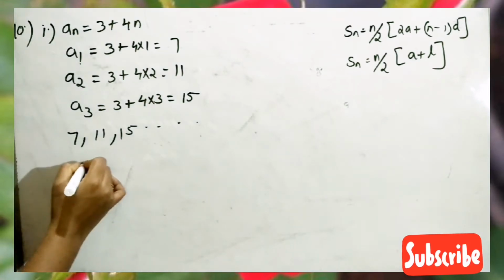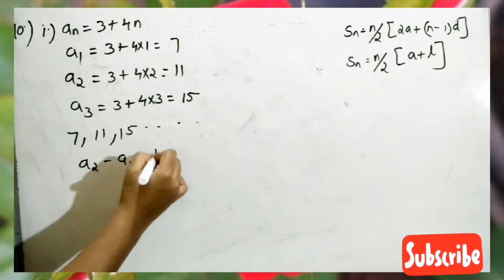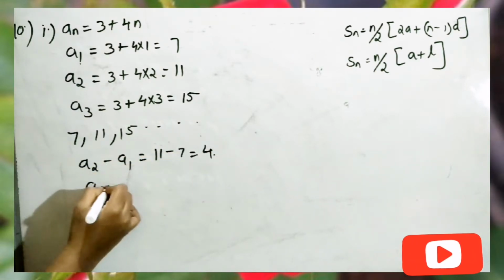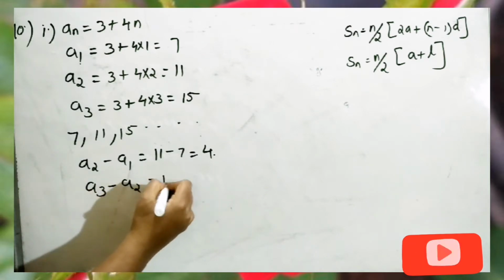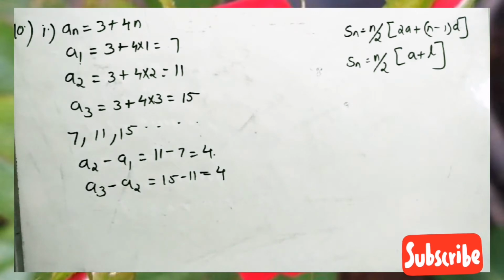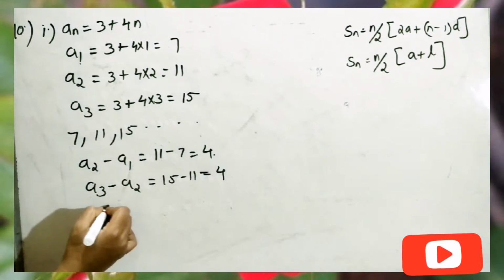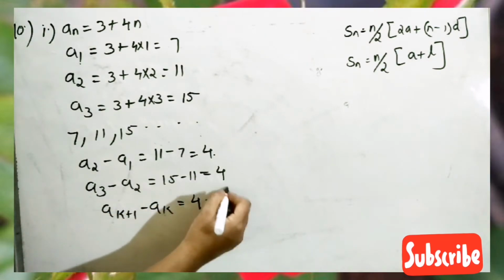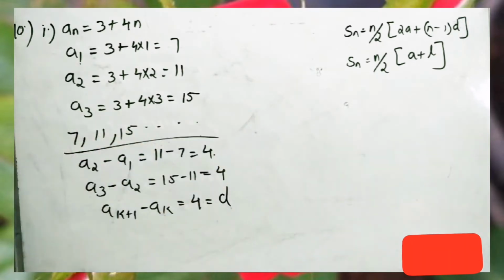For that, a2 minus a1 is equal to 11 minus 7 is equal to 4. And a3 minus a2 is equal to 15 minus 11 is equal to 4. Here we got the common difference. They are equal. So we can conclude that a(k+1) minus ak is equal to 4 is equal to d. So this list of numbers forms an AP with common difference d equal to 4.